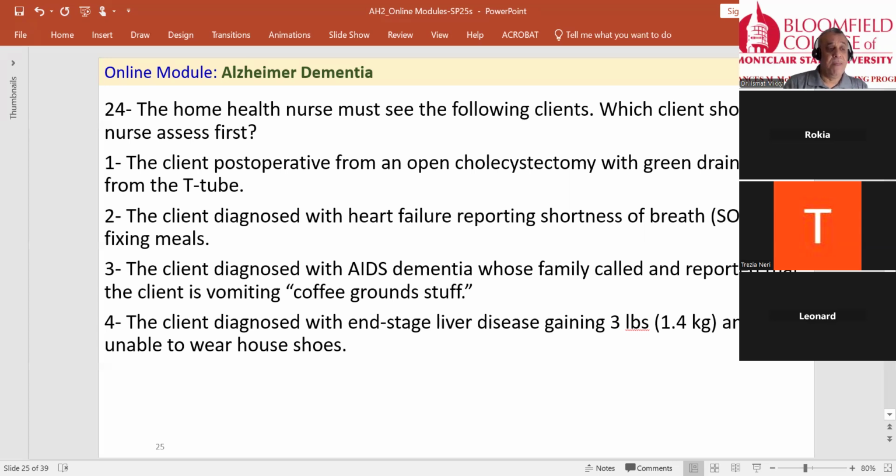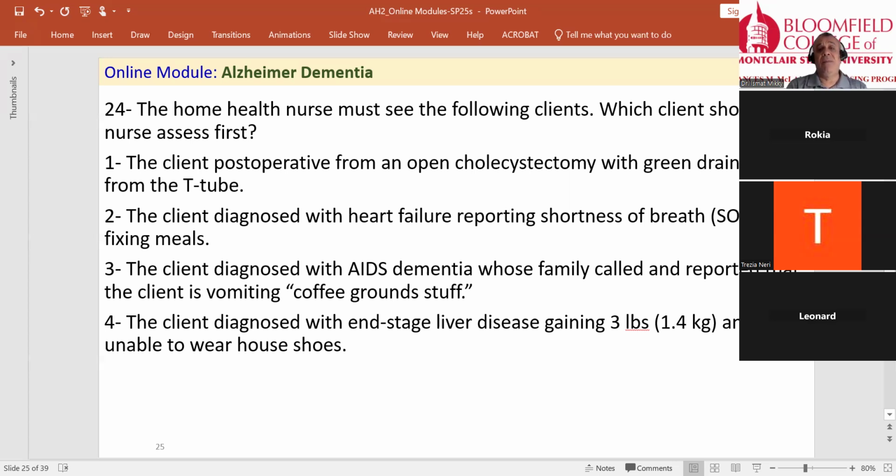Yes, exactly. So number 2, the client diagnosed with CHF, would be expected to experience symptoms of exertion, like DOE, dyspnea on exertion, and other symptoms of CHF. But number 4, being diagnosed with end-stage liver disease, ESLD, or in other words, liver cirrhosis.